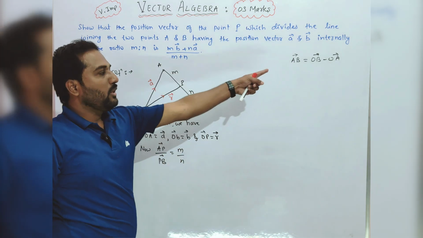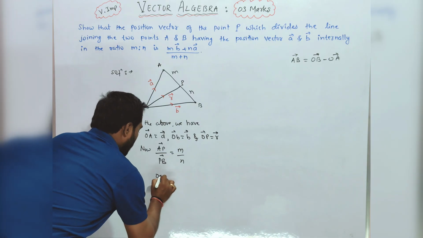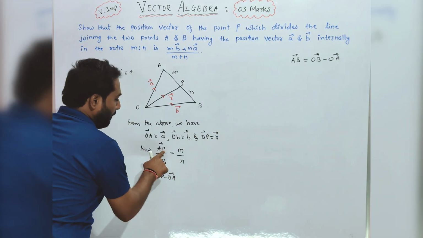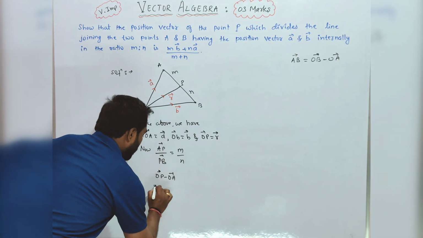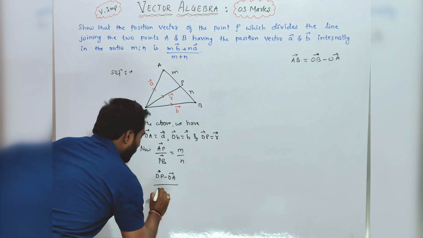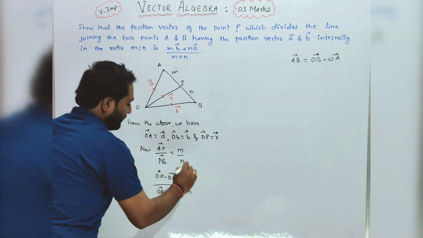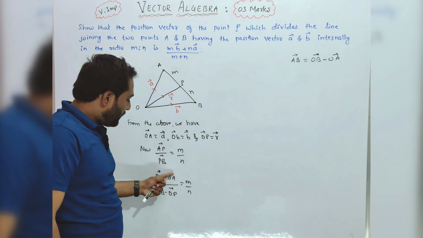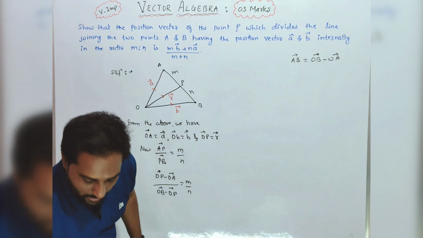So AP, according to the position vector definition, how do we write? Second vector minus first vector, that is OP minus OA. P is the second vector, A is the first vector. So AP is OP minus OA, divided by PB in the denominator. PB means second vector OB minus OP, is equal to m by n. Is it clear now? Are you following this? Okay, let us now substitute all these values from here. So I'll rub this one.